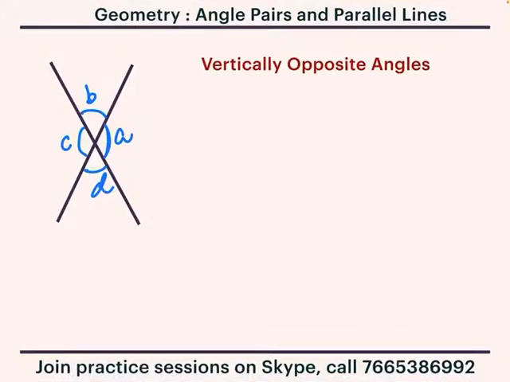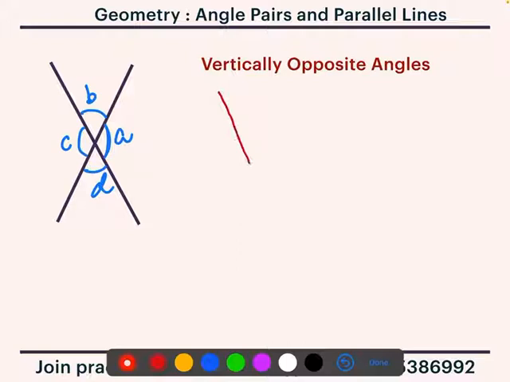Hey everyone. So in this video we are going to study about the angle pairs and parallel lines. The first and foremost pair that we are going to study about is the vertically opposite angle pair. Vertically opposite angles are generated when two lines cross each other or intersect each other. They produce a pair of angles which is equal to each other. Rather, I should say opposite pairs of angles which are equal to each other.